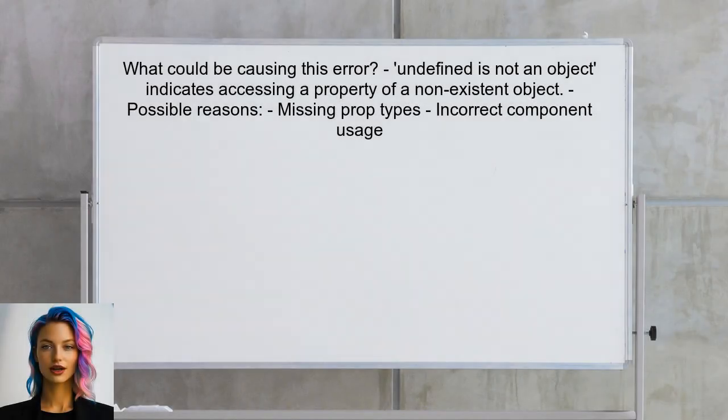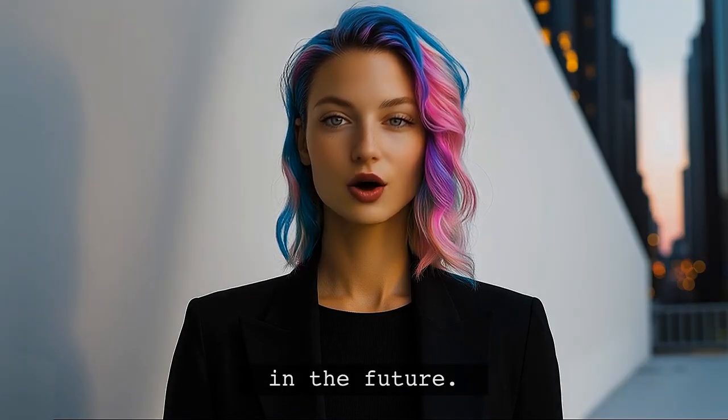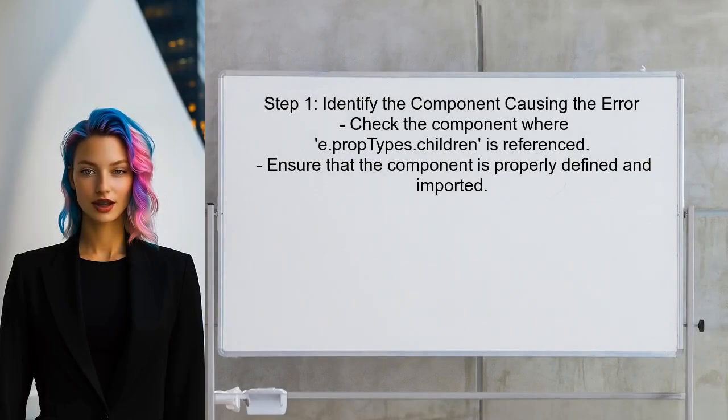So, what could be causing this error? The message "undefined is not an object" typically indicates that your code is trying to access a property of an object that doesn't exist. This can happen due to various reasons, such as missing prop types or incorrect component usage. And stay tuned. I have a crucial tip at the end that can help you avoid similar issues in the future. To address the user's issue, we will first check the component that is causing the error.